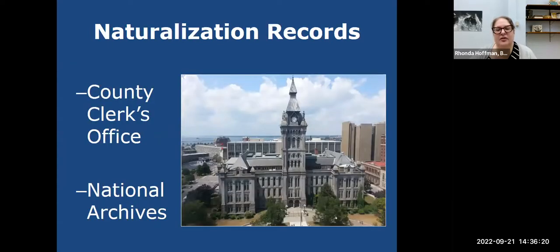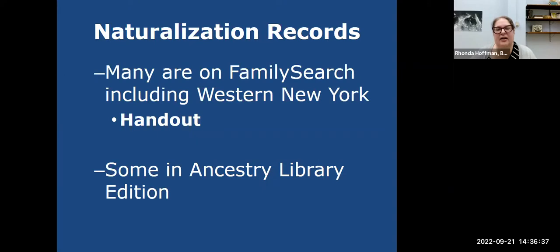You would get naturalization papers, usually from county clerk's offices where the person resided when they were naturalized, or from late 1906 forward, also the National Archives. There are many naturalization records on Family Search for the counties of Western New York in particular, but other areas all across the country too. There are some in Ancestry Library Edition, especially for large cities like New York City.